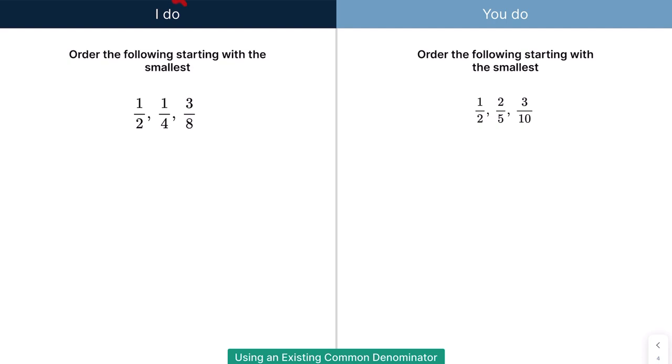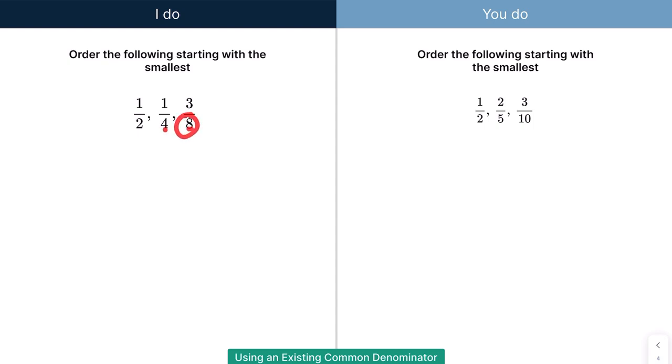So the way my videos work, I'm going to do the example on the left, which is I do. You are then going to press pause and have a go at the example on the right, which is you do. Now, in order to order these, what we want to do is make the denominator, so that's this number down here, all the same. So in order to do that, we need to find a number that all of these are divisible by. It always makes sense to start with the biggest number. So the biggest denominator is 8.